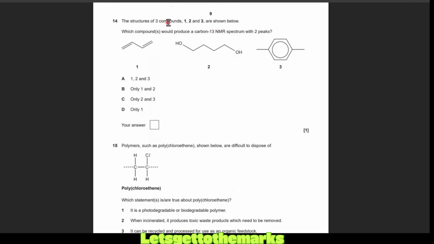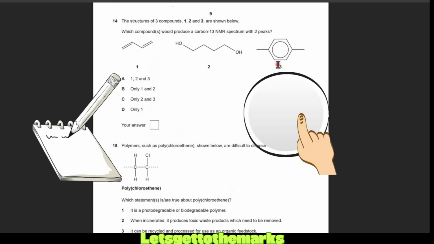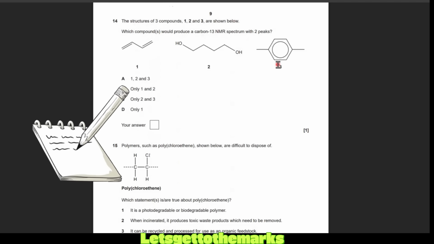14. The structures of three compounds, 1, 2, and 3, are shown below. Which compounds would produce a carbon-13 NMR spectrum with two peaks? Is it 1? Is it 2? Is it 3? I suggest you pause the video, sketch these out on a scrap bit of paper, write in your carbon atom environments and see how many environments each one has, and then you'll work out the answer. All right, I'm going to go through it.